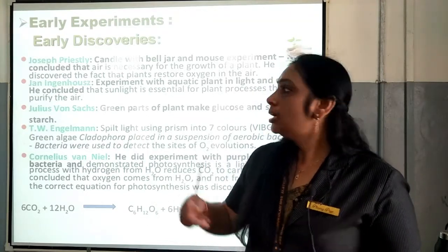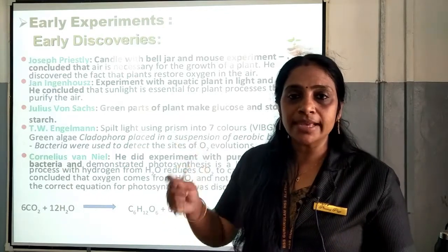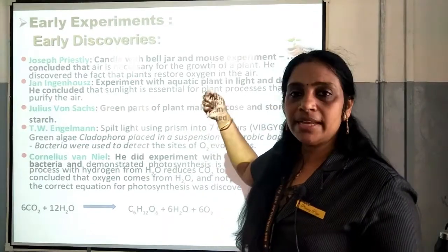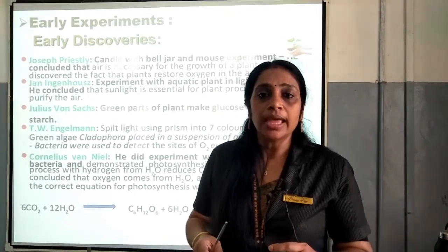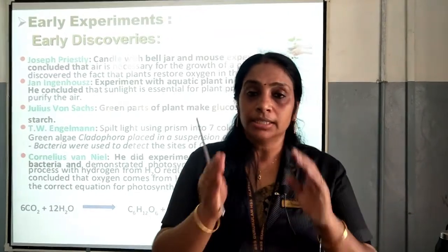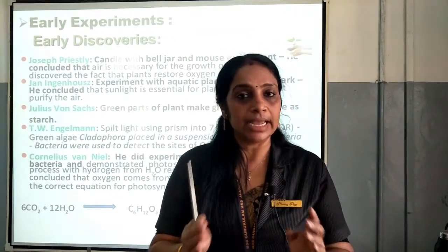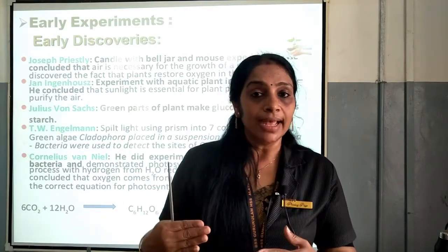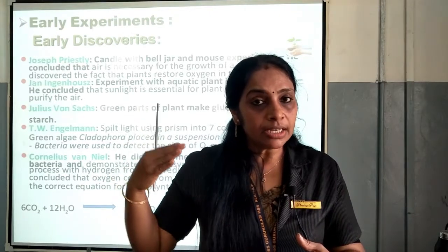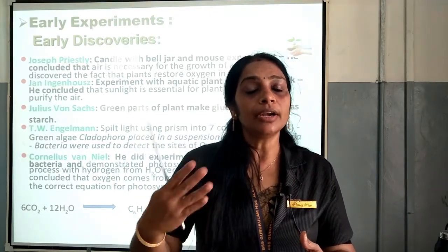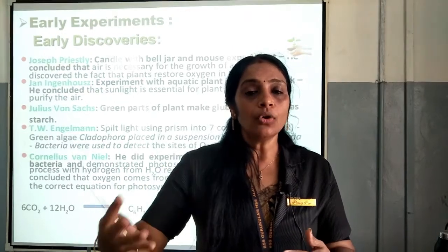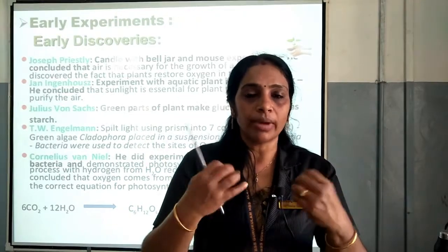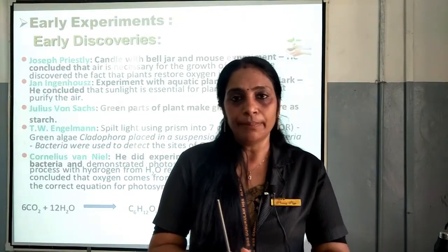Later on he placed a mint plant in the bell jar with a lighted candle and a mouse, and he found that the mouse was alive, the candle was also burning there, and the plant was also fresh. It shows that oxygen is being evolved from the plant and carbon dioxide coming from the respiration of the mouse as well as from the burning of the candle is being absorbed by the plant present in the bell jar.